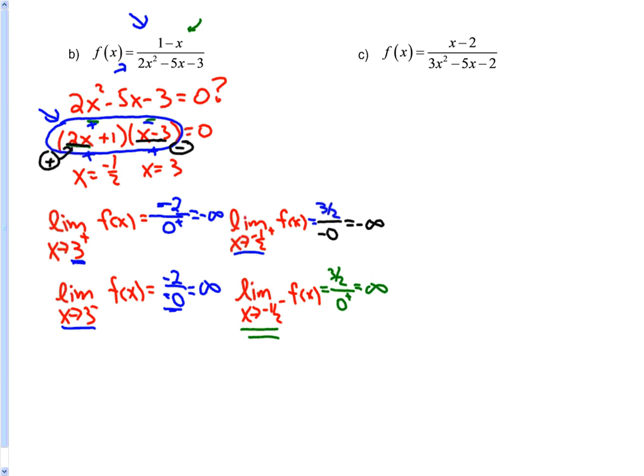And in our description of what the behavior is to the left and right of each of the asymptotes, well, our asymptotes are x equals 3 again, and x equals negative 1/2, because we were approaching infinity to the left or to the right of these. So we would describe it either as increasing without bound when we're approaching infinity, and decreasing without bound when we approach negative infinity.